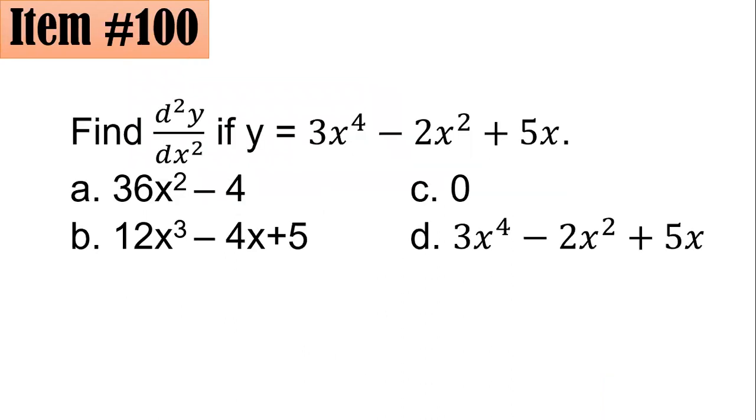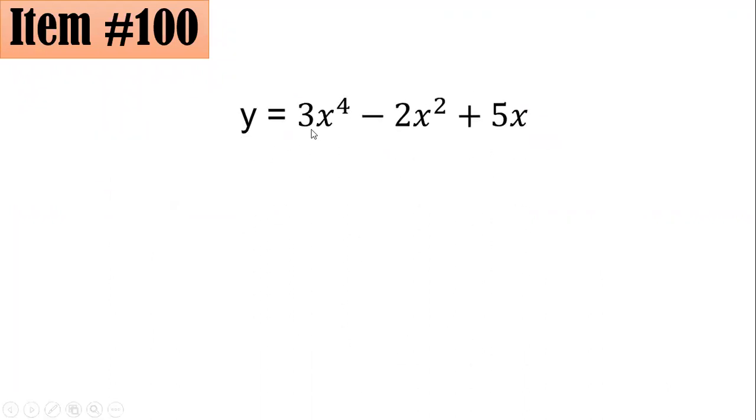Okay. Ano po ibig sabihin ng notation na to? This notation means the second derivative. So find the second derivative if y equals 3x to the fourth minus 2x squared plus 5x. Did you go for A, B, C, or D? Okay, so we have, yes po. So, okay, letter A. Marami atang sumagot ng letter A.